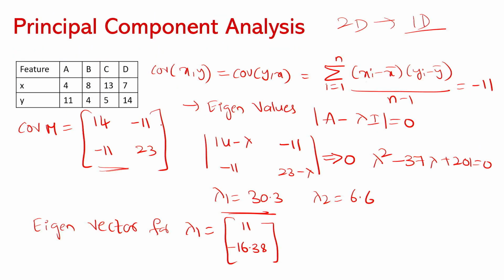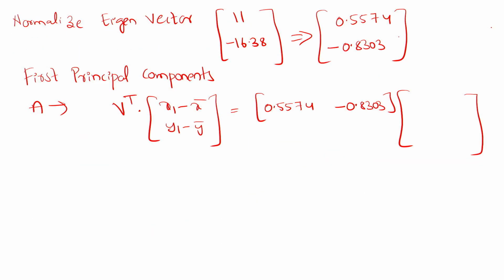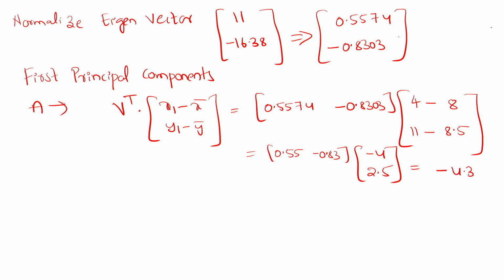What is given in the question? If you see, x1 value is given as 4 and x bar we know, 4 minus x bar is 8, and y1, what is the y1 value given in the question? It is 11 minus the y bar, 8.5. So, if you subtract this, it becomes the same matrix into minus 4 and 2.5, okay, minus 4, the same 0.55 and minus 0.83 into this, right. If you multiply this, you get here minus 4.305. So, this is the first value for A.